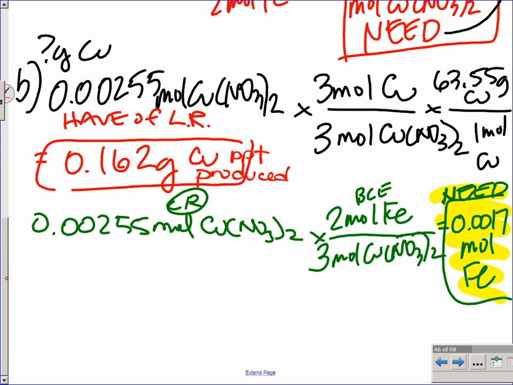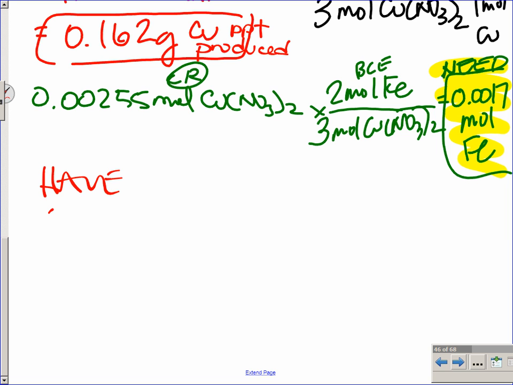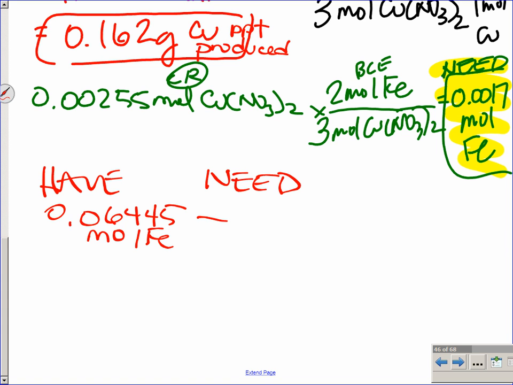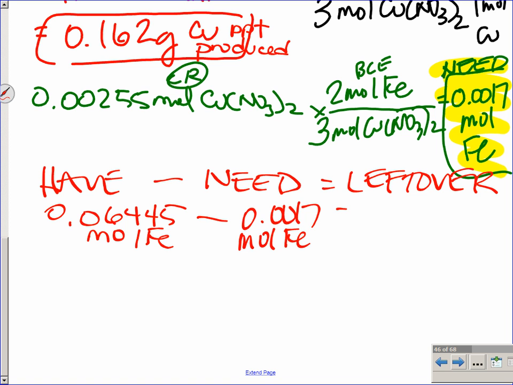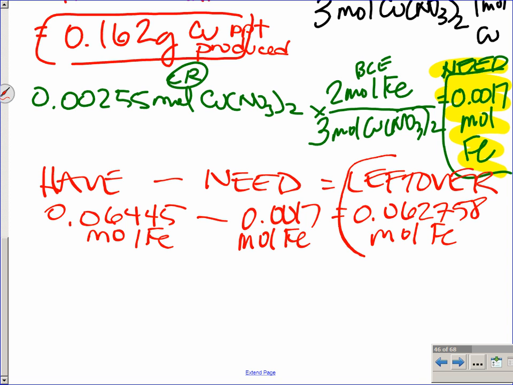All right, so you said your half of iron was what? 0.06445. And this was moles of iron. We're going to subtract the need, which is just a tiny bit. So we're taking our half of iron and subtracting our need of 0.0017 moles of iron. And what am I going to call the remainder? Excess or leftovers or something like that. So how much is left over? 0.062758. And that's moles of iron, right? So that could be my final answer.